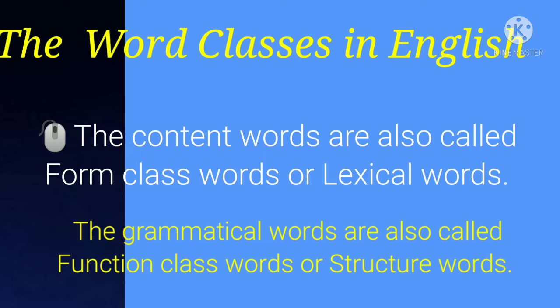So remember, the first one, content words, have different names: content words, lexical words, form class words. Similarly, grammatical words are also called structure words and function class words. So we have form class and function class words. We have content words and grammatical words. We have lexical words and structure words.